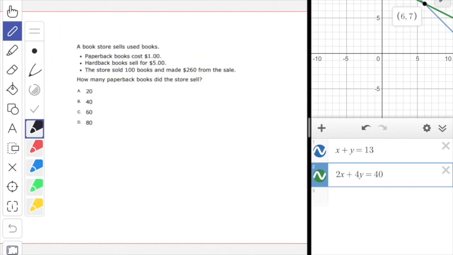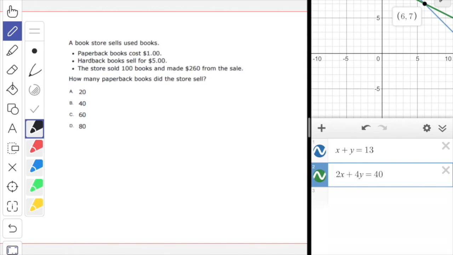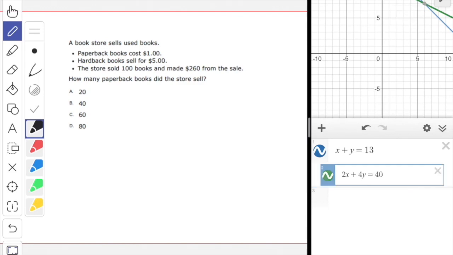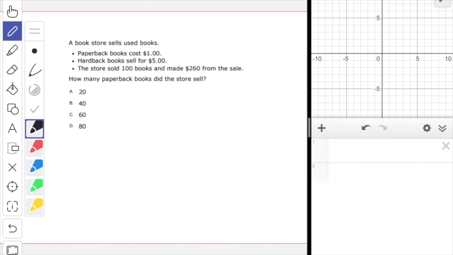All right, so I'm actually going to make this the last problem. And with this last problem, I have a bookstore that sells used books. We have paperback books that cost $1, and we have hardback books that cost $5. The store sold a total of 100 books and made $260. So when I'm looking at this problem, I'm going to define my variables. Let's say X is going to be paperback. And then Y is going to be hardback.